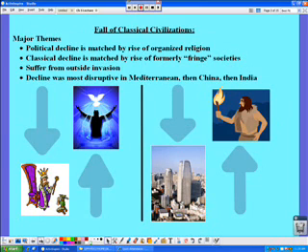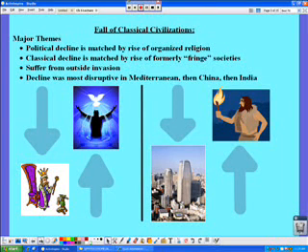Now, in India, which of the two is strong? Religion. And what do we know about India's government? It's weak. It's loosely organized. It's regional. There's nobody that has a lot of power. There isn't a lot of consistency. Religion is what keeps that society together.